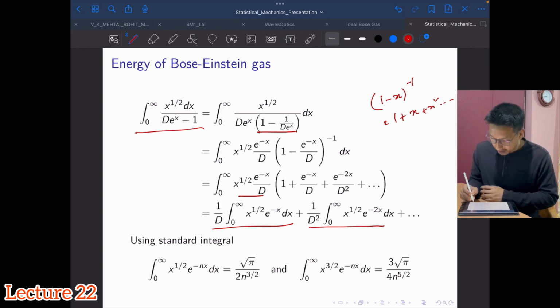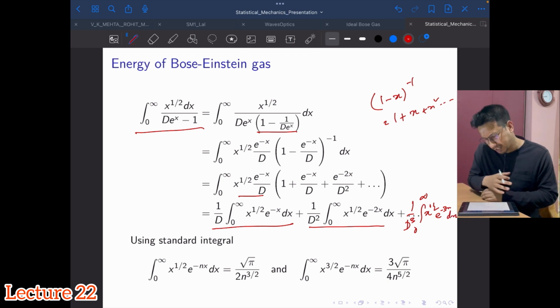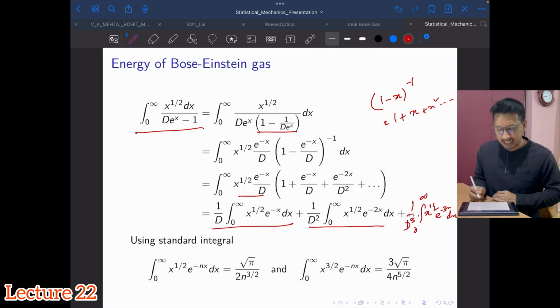So probably 1 by d cube, then the integration from 0 to infinity of x to the power half e to the power minus 3x dx. It will keep going like that for each and every term. Now I will use a standard integral.